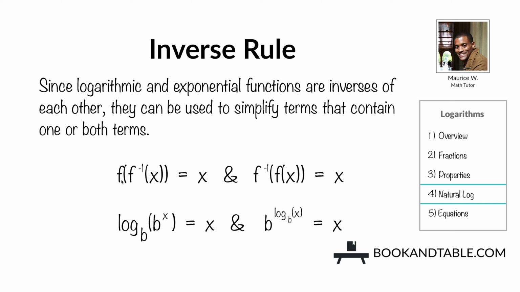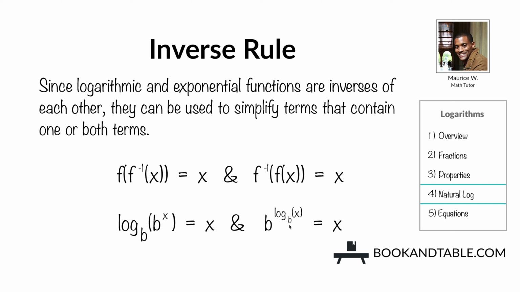And if you switch the order of the functions, you still wind up with the original input value, which is x. So this applies to logarithms. Logs and exponentials are inverses of each other. So when you have a log of base b, which matches the base of the exponential b to the power of x, the logarithm and the exponential cancel each other out, leaving you with the exponent x. And if you switch the order of the functions, and the exponential is first and the logarithm is second, they cancel each other out, leaving you with x here, the argument that is in the exponent.